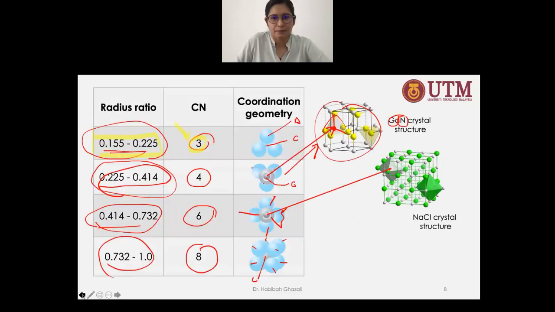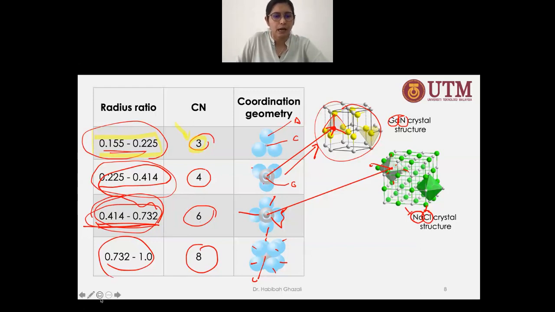Another example: if you calculate the radius ratio between sodium and chloride, you will get a value between this and this one, so it is within this range. And we look at this table, it means that the cation of this ceramic material is going to have six anions surrounding it. Just look at one here: we have one, two, three, four at the bottom, then five, and there's another one, six, here.